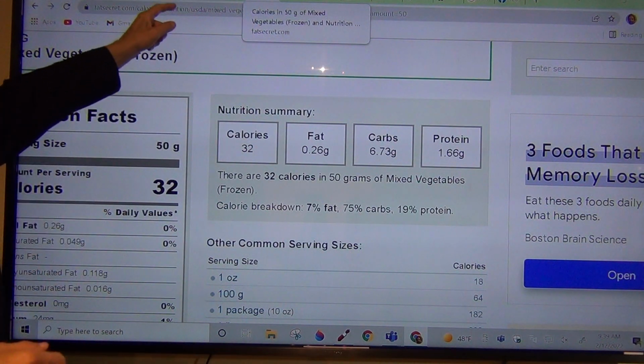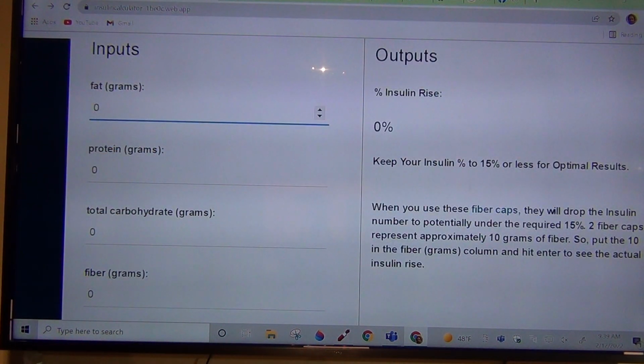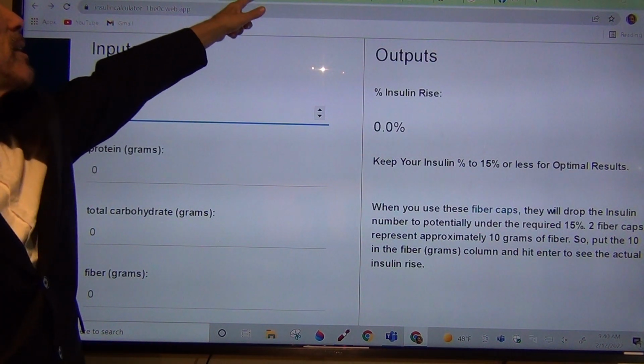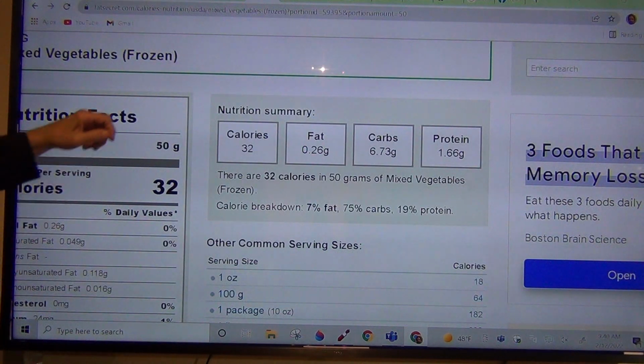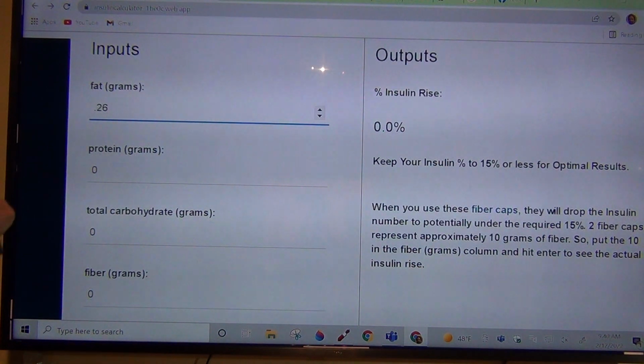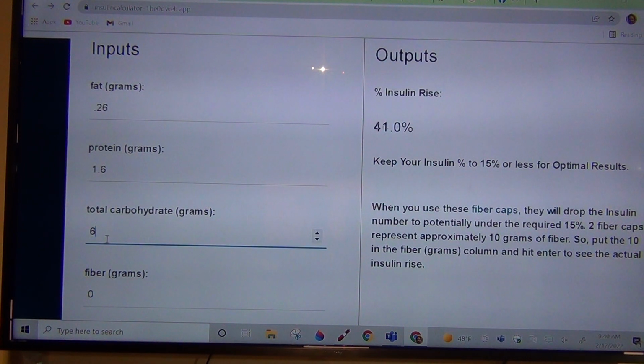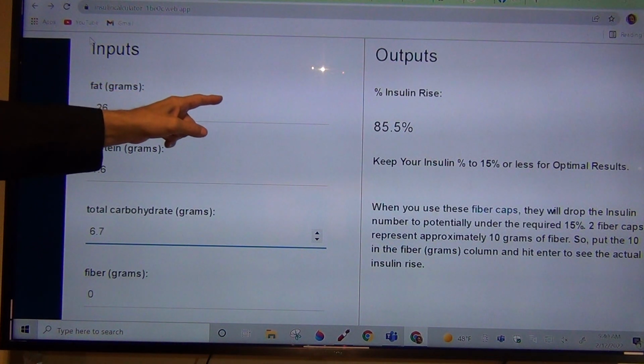So let's go back to the calculator. 0.26 in fat. Protein was 1.6 and carbs were 6.7. So protein was 1.6. Let's go ahead and go 1.6. Carbs were 6.7. Oop, where is our little cursor? There we go. 6.7. And that equals 85.5% rise of insulin. What?